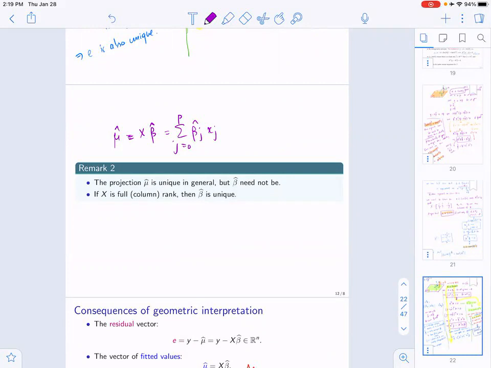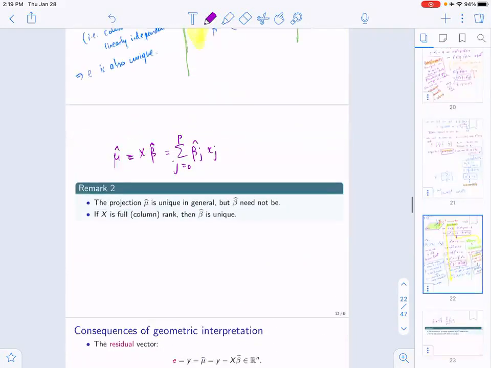Okay. Questions? Okay, so... Sorry, Professor. Yeah. Do you mind explaining one more time the reason why beta hat doesn't have to be unique? You said because it's a linear combination, right?